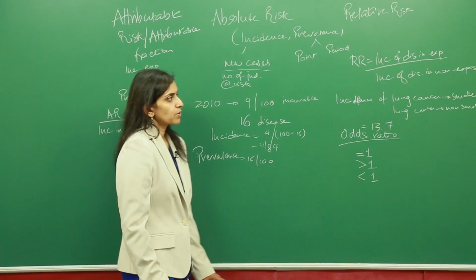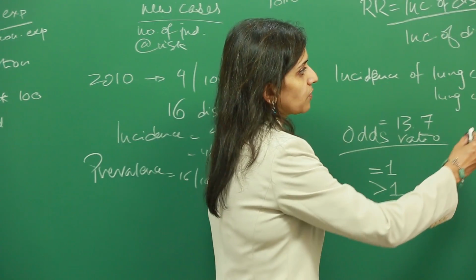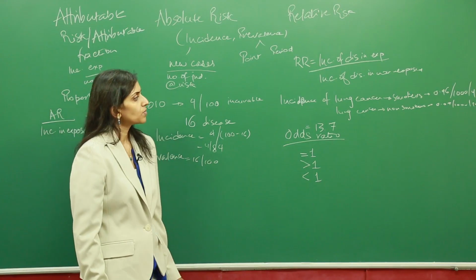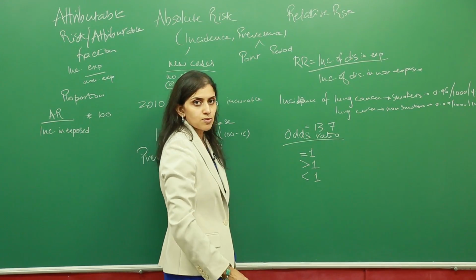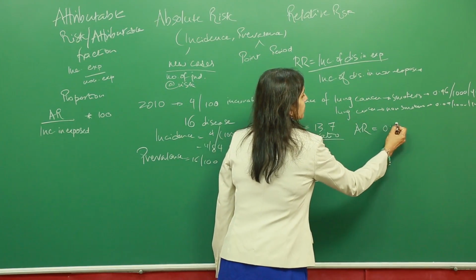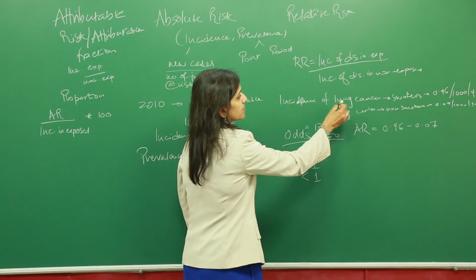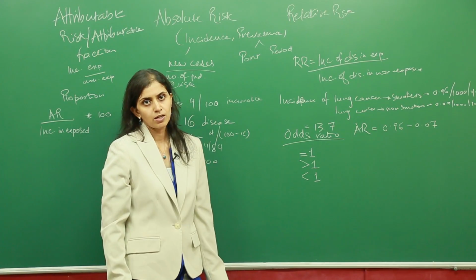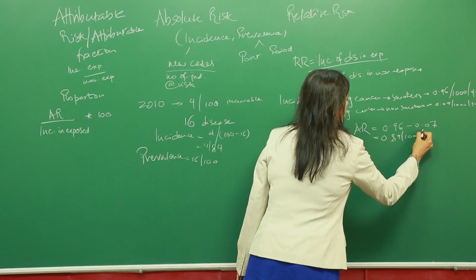So going back to this same example, the attributable risk associated with smoking is 0.96 per thousand per year. We already know what the relative risk is, which is approximately 14. The attributable risk in this case would simply be 0.96 minus 0.07, which is the incidence of lung cancer among smokers minus the incidence of lung cancer among non-smokers, which comes to about 0.89 per thousand per year.